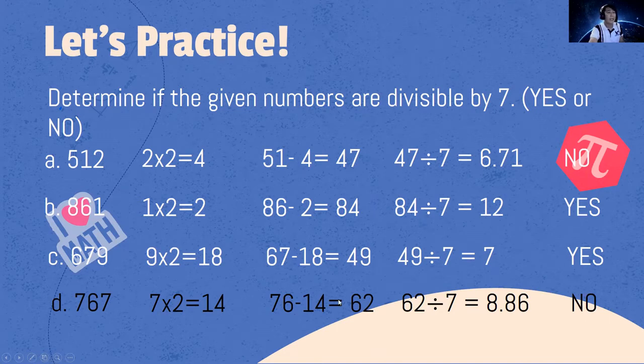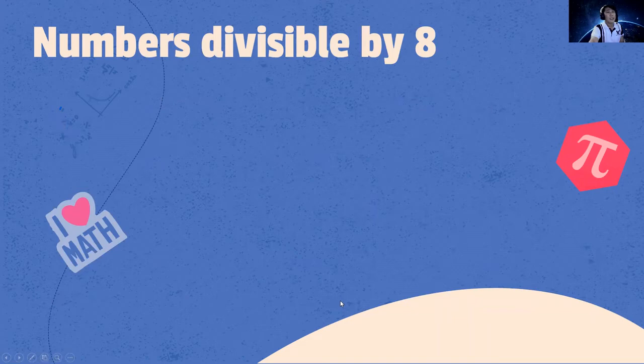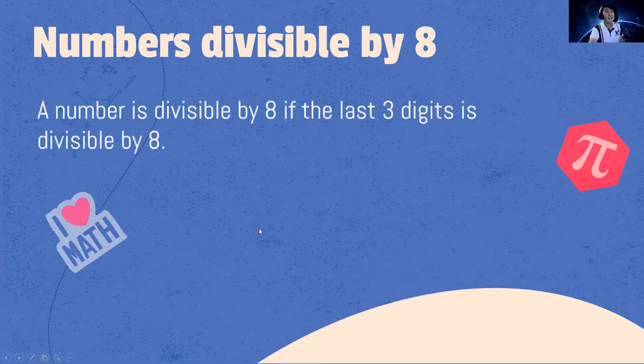As simple as that. Let's now try to determine numbers divisible by 8. A number is divisible by 8 if the last 3 digits are divisible by 8. As simple as that. Example: 1024. What are the last 3 digits? 024. 024 divided by 8 is 3. Therefore, 1024 is divisible by 8.